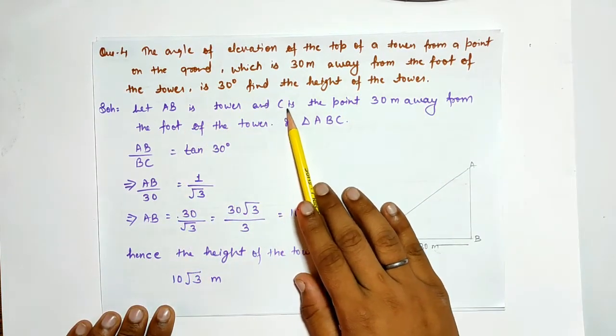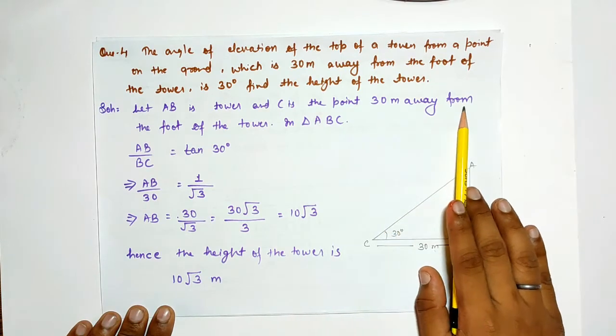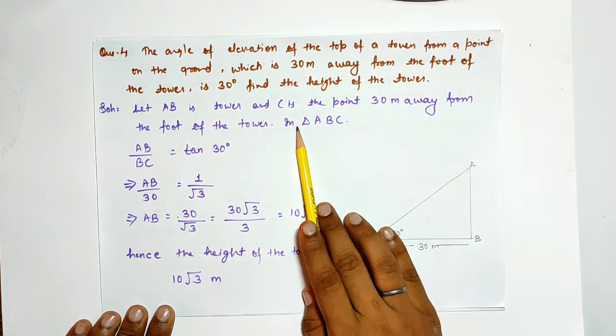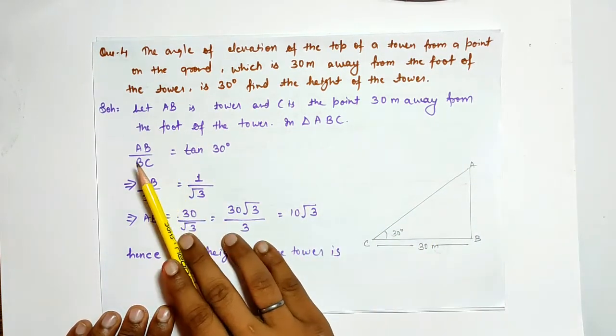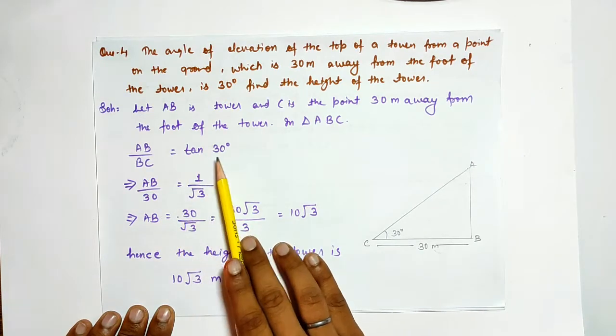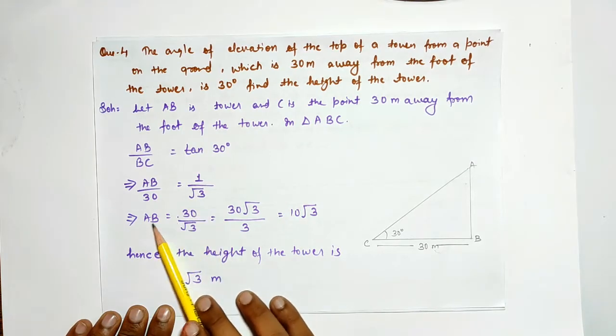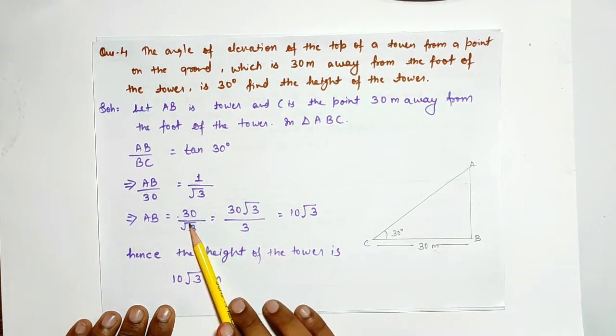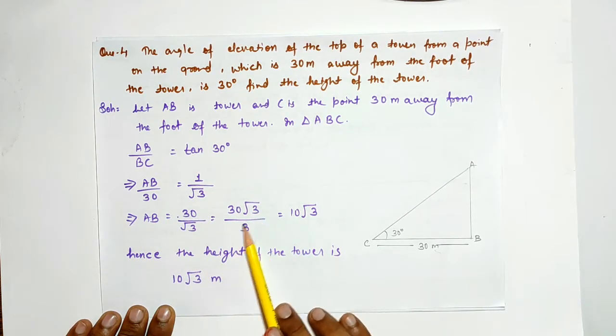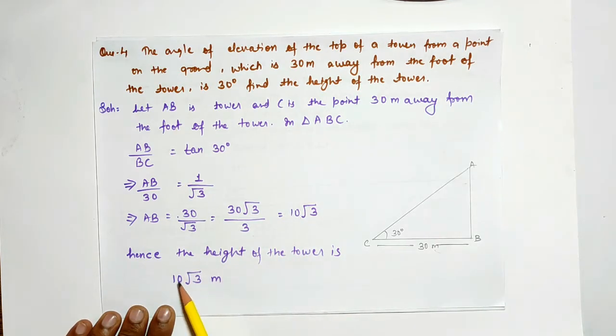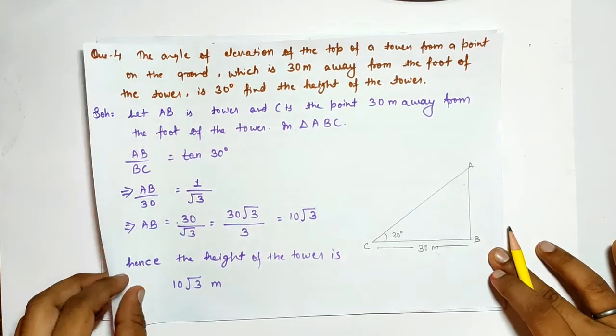Let AB be the tower and C the point 30 meter away from the foot of the tower. In triangle ABC, AB upon BC is equal to tan 30 degree. AB upon 30 is equal to 1 upon root 3. AB is equal to 30 upon root 3, which is equal to 30 root 3 upon 3, which is equal to 10 root 3. Hence the height of the tower is 10 root 3, and the figure is given here.